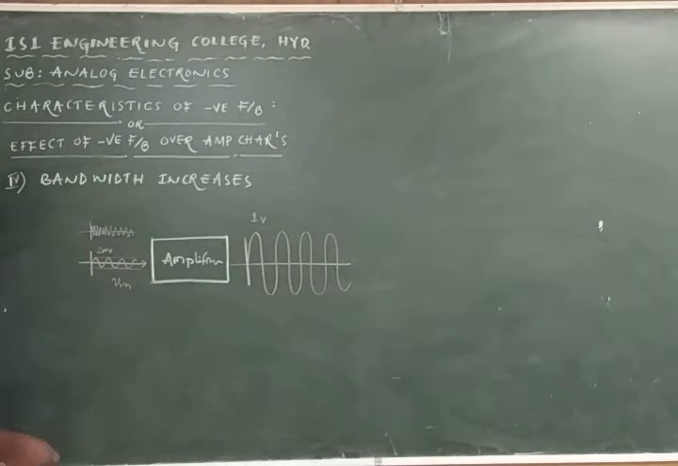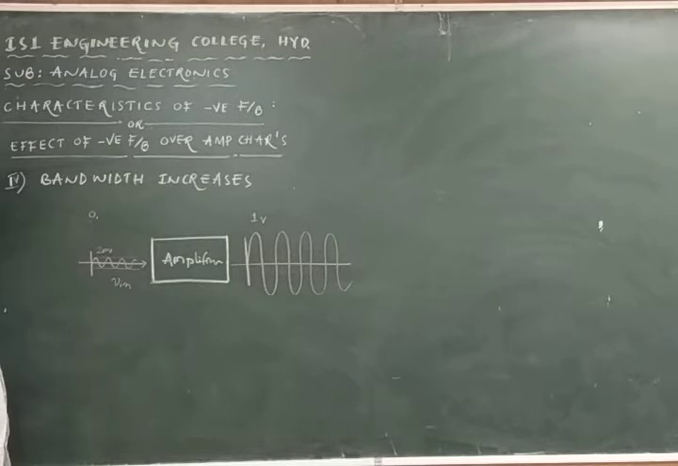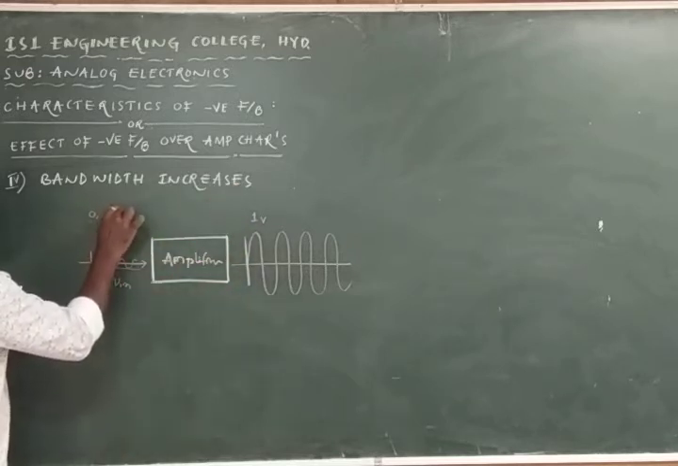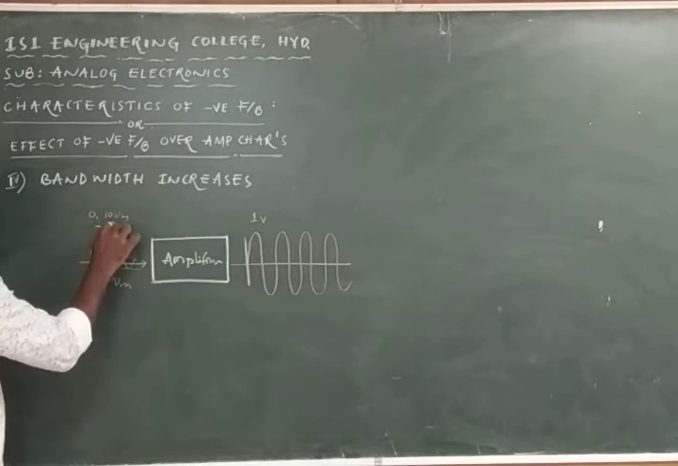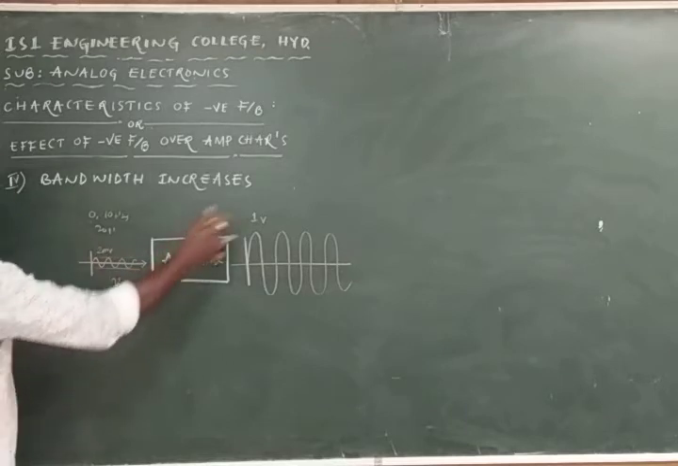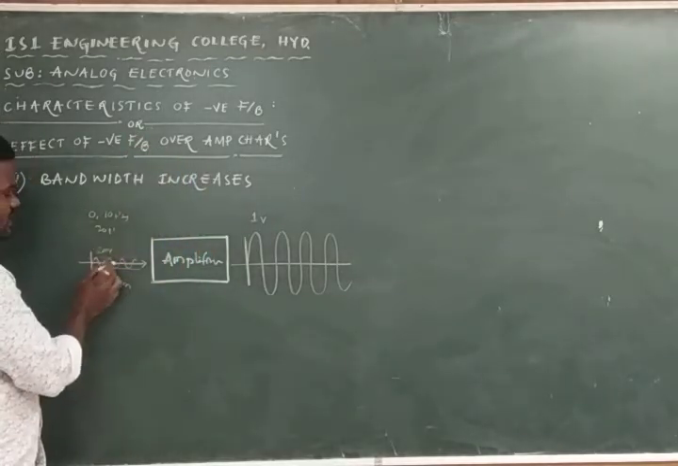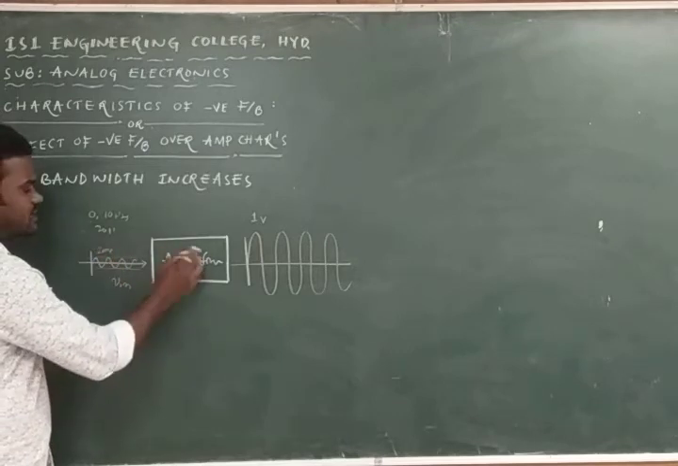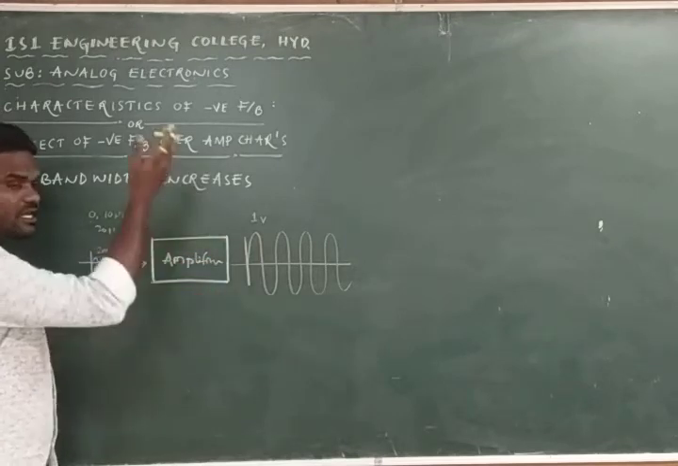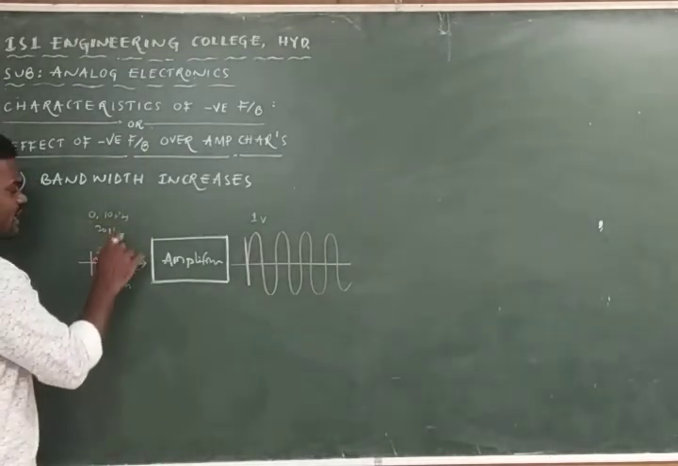See this one. This is the input signal, right? Then I am changing the frequency. 0 means no oscillations are there. Next I am going with 10 hertz. Next I am going with 20 hertz. I am changing the frequency. At 0 there is no signal, so the output is also 0. At 10 hertz, as I change the frequency, it slightly accepts the input signal, and the output also increases.